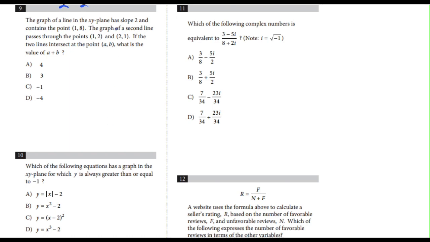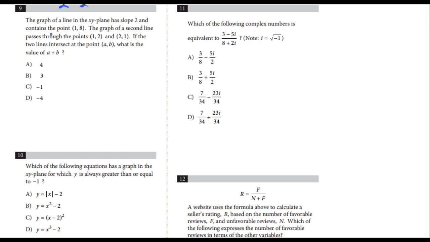Number 9. The graph of a line in the xy plane has slope 2 and contains the point 1, 8. The graph of a second line passes through the points 1, 2 and 2, 1. If the two lines intersect at a, b, what is the value of a plus b? So what we have to do here is come up with equations for both lines and then figure out where they intersect.